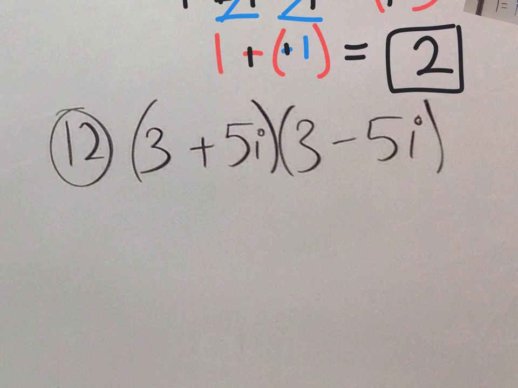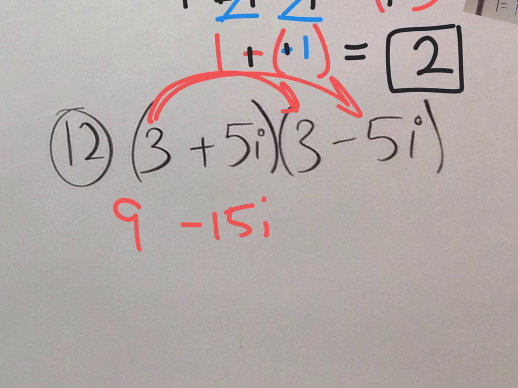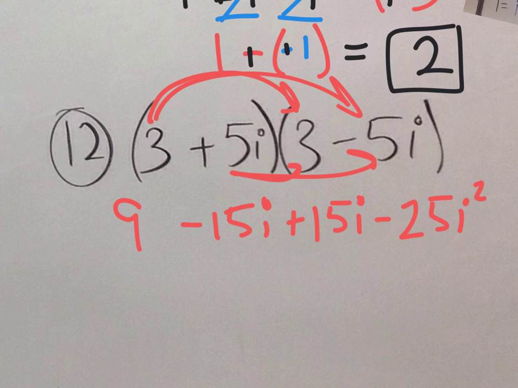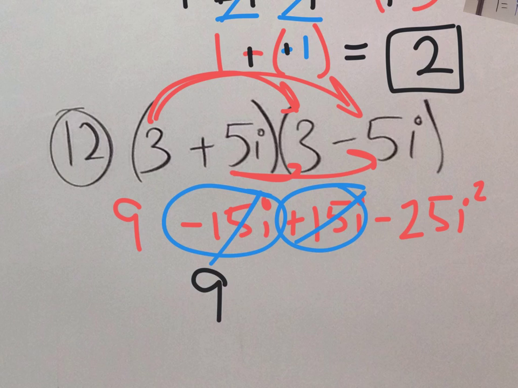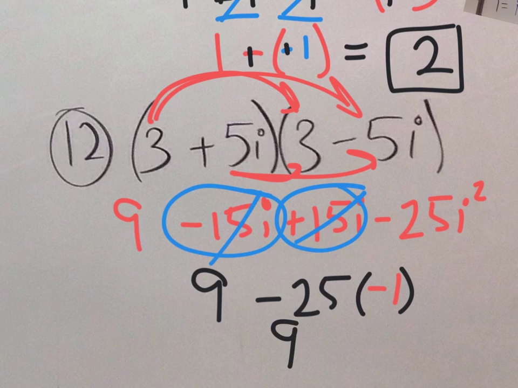Let's check out number 12. 3 times 3 is 9. 3 times negative 5 is negative 15i. And then positive 5i times positive 3, that's positive 15i. Positive 5i times negative 5i, that's going to be negative 25i squared. The middle values, again, cancel out. I have 9, I have minus 25, but instead of i squared, I'm going to write negative 1. So I really have 9 plus 25, so my final answer is 34.